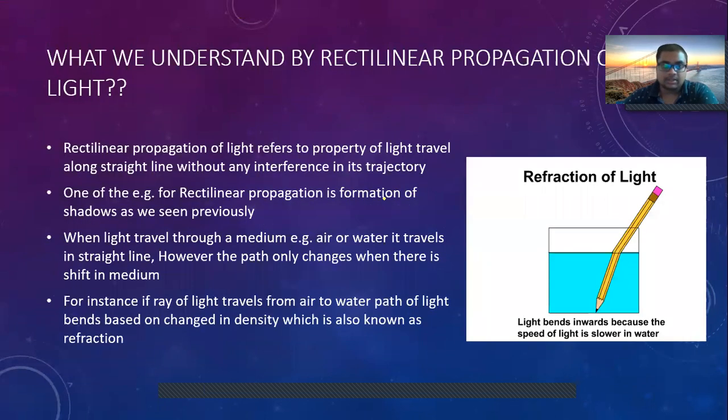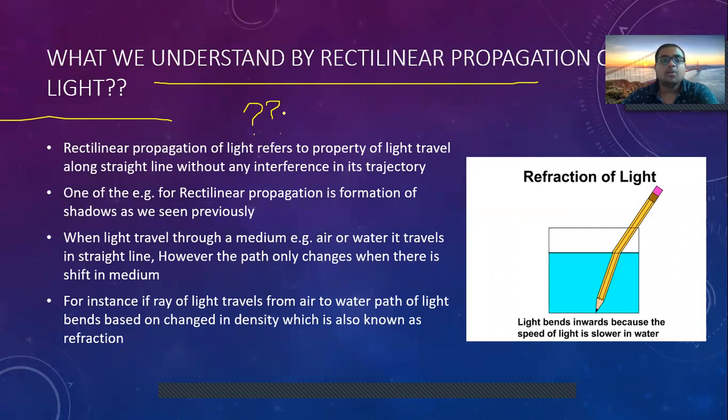Let us investigate further now. What do we understand by rectilinear propagation of light? There's a question mark for all of you. Rectilinear propagation of light refers to the property of light which travels along a straight line without any interference in its trajectory. Okay, so trajectory means the path at which the light travels. One of the examples for rectilinear propagation is formation of shadows, as we have seen previously.